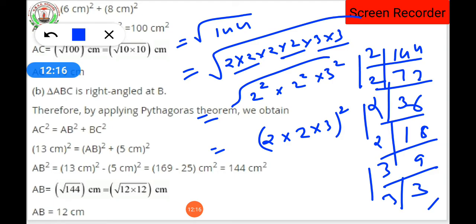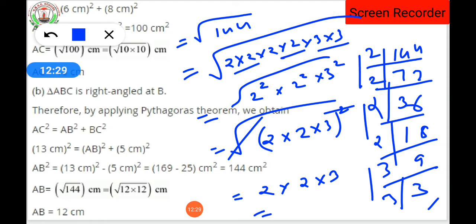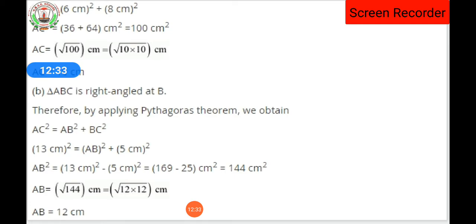Their powers are all the same, so we will write the whole power once. So here the square root and this square will get cancelled. You will get the required answer as 2 into 2 into 3. So 2 into 2 is 4, 4 into 3 is 12. So you will get the answer as 12 centimeter. Clear? So what is the perpendicular value of triangle ABC? Right angle triangle ABC is 12.